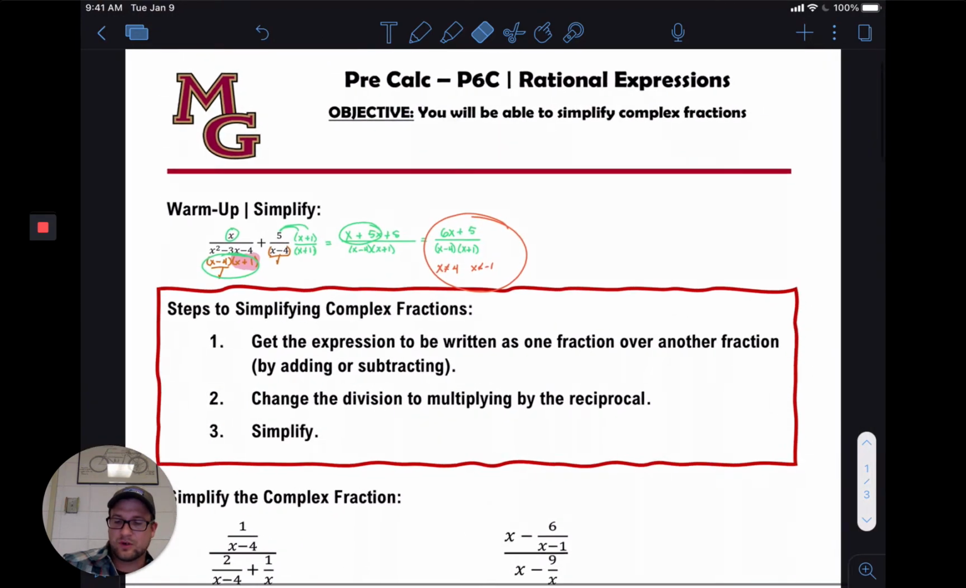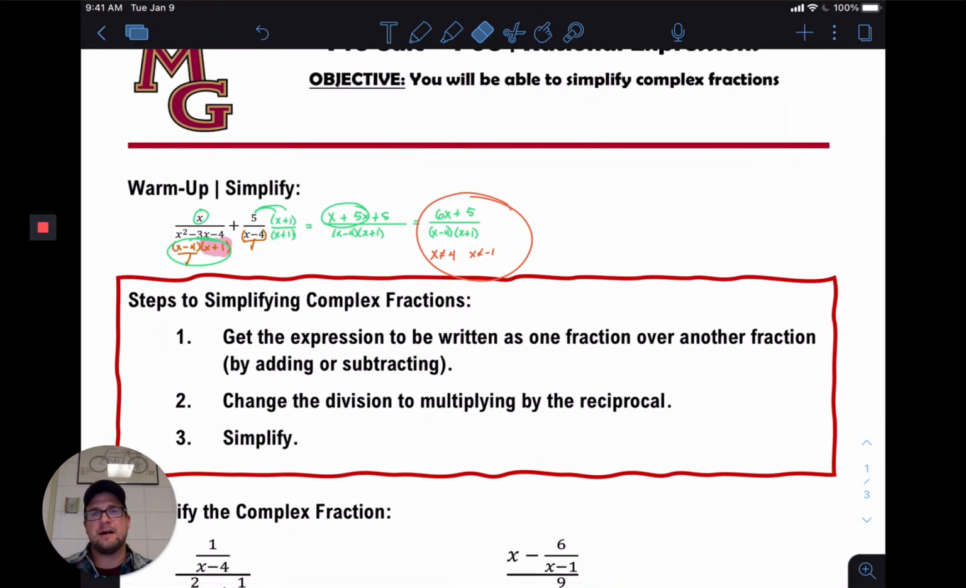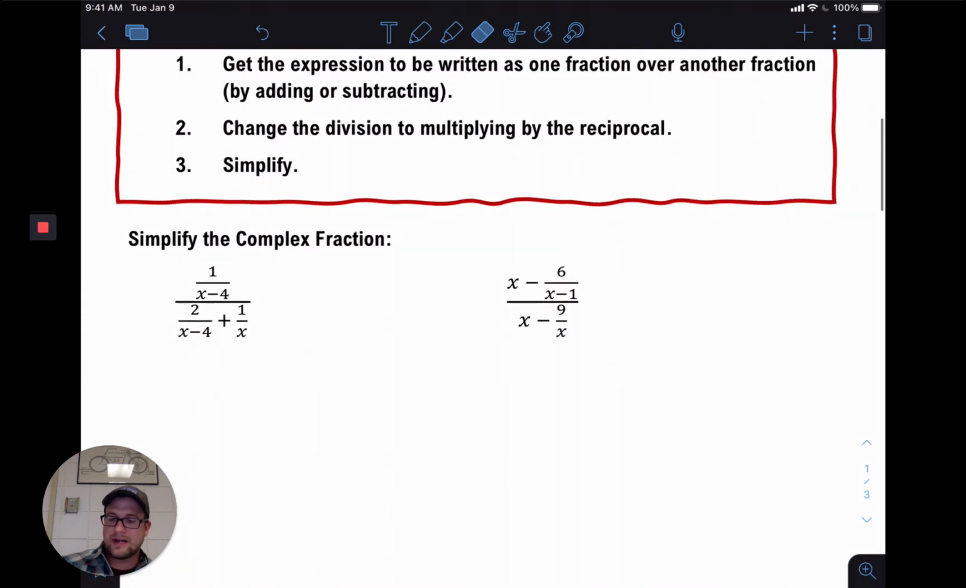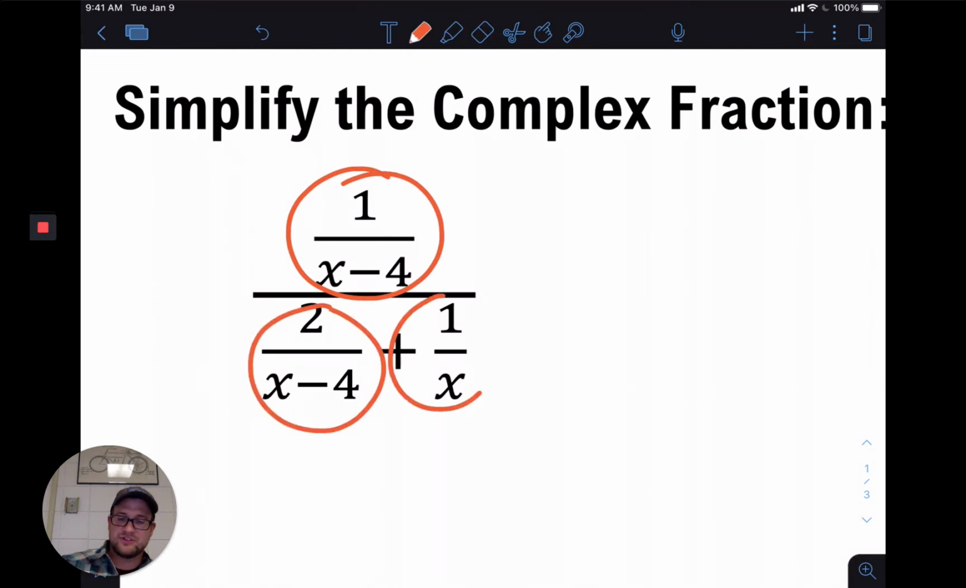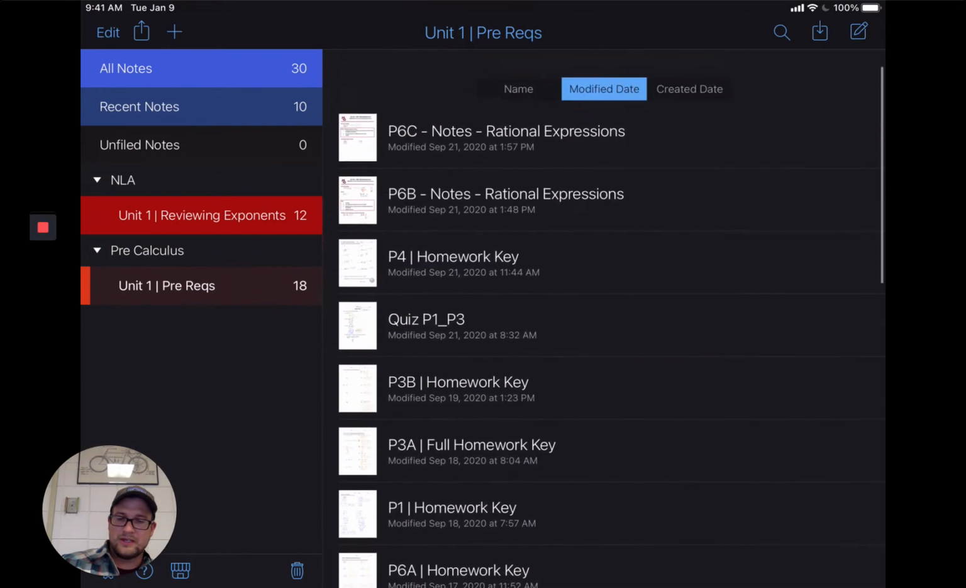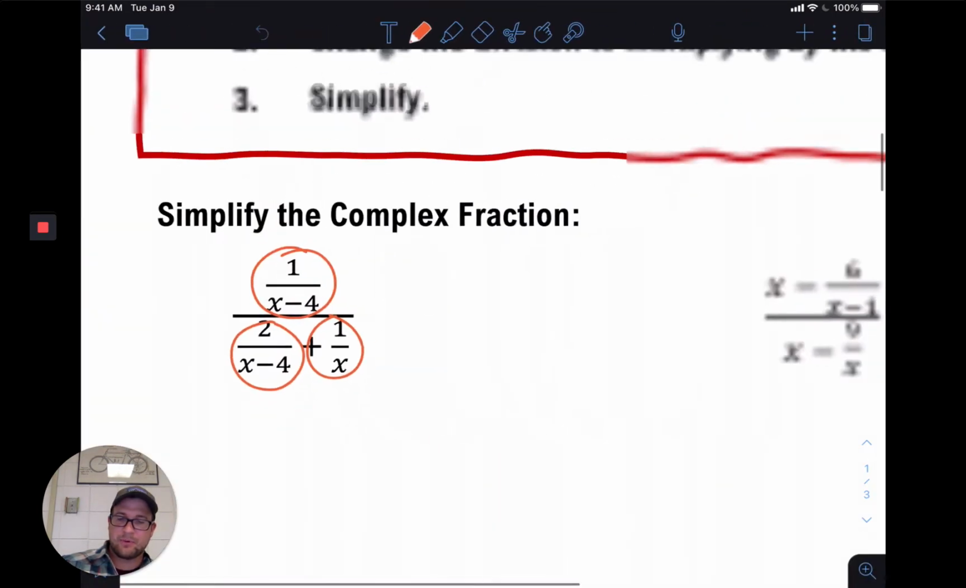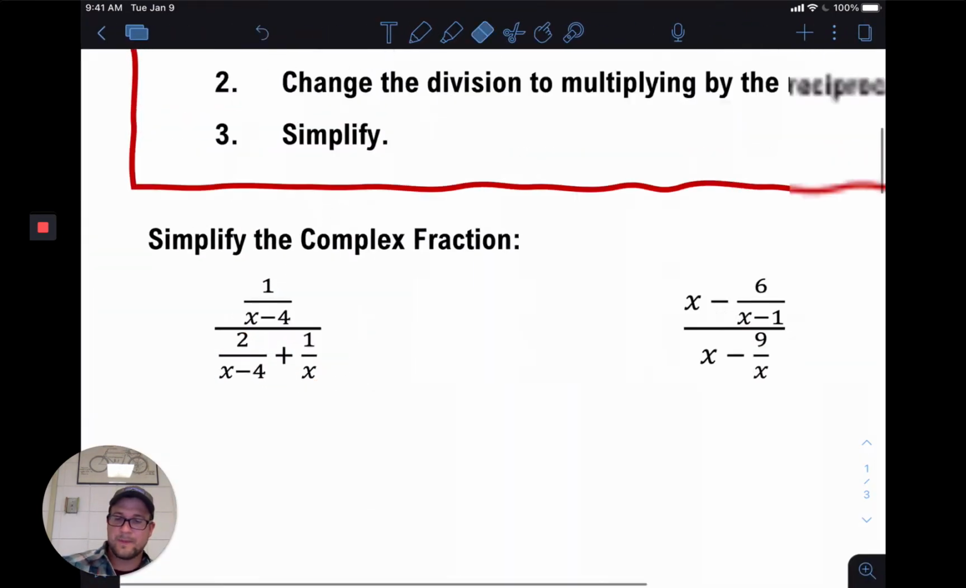Moving on to today's work. Today we're going to be talking about simplifying complex fractions. Now what a complex fraction is, it is at least one fraction inside of another fraction. In this situation we have three fractions inside of one fraction. So really kind of a unique situation, something we haven't probably explored too deeply at this point.